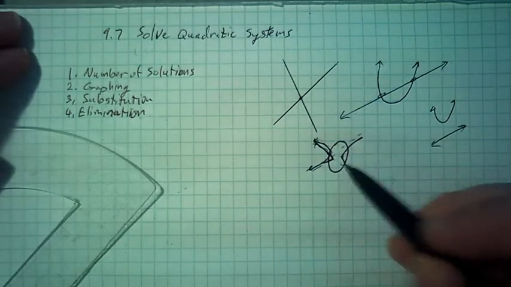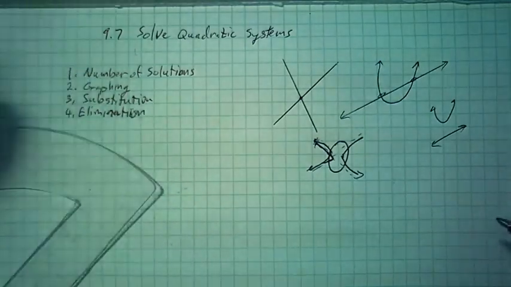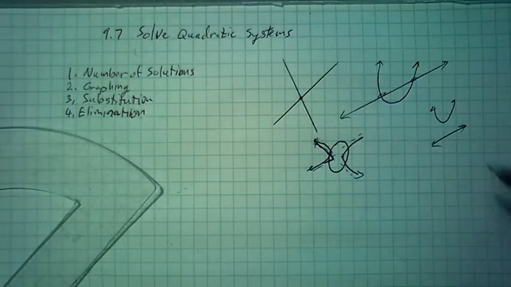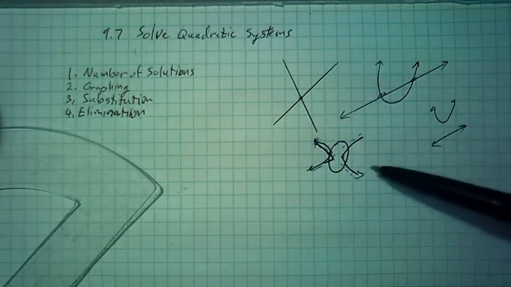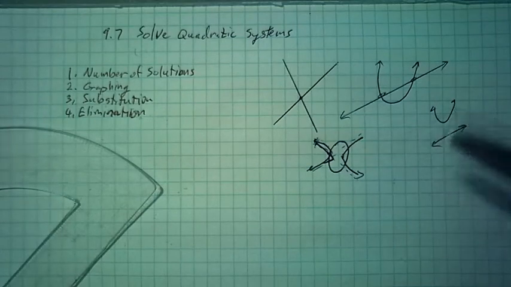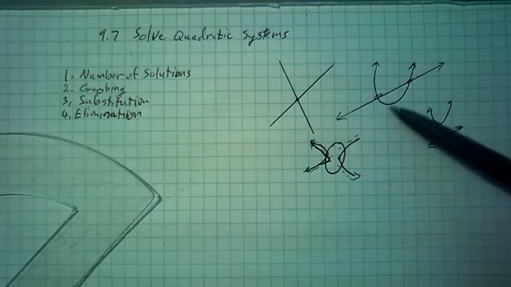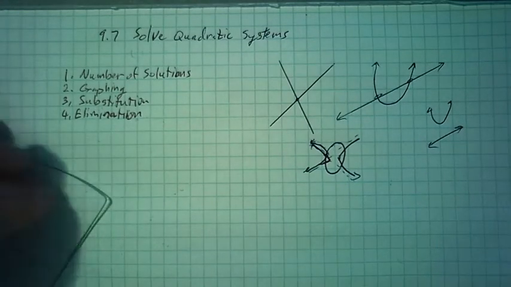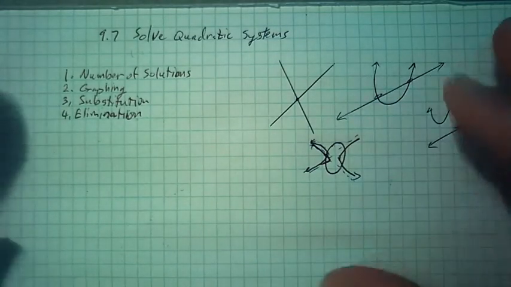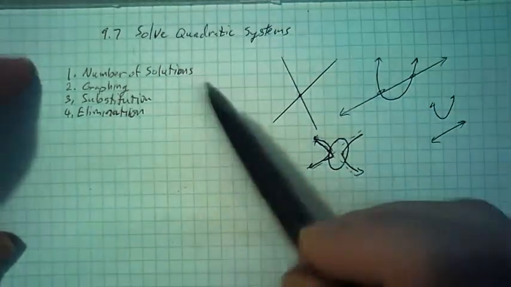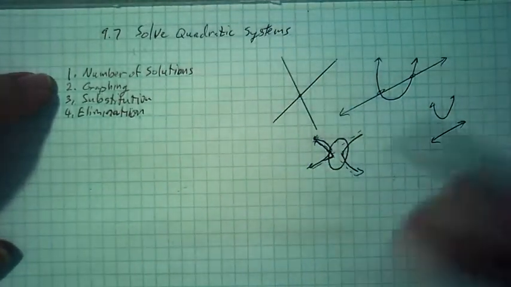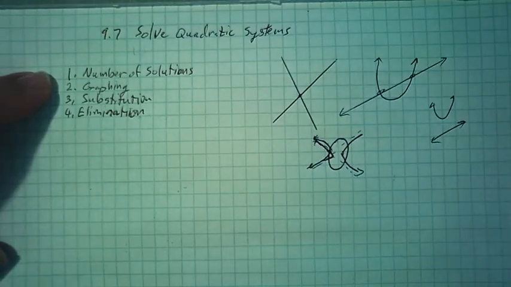4 points of intersection. You can have up to 4 if the two equations are quadratic. You could have any number between 0 and 4 if they're both quadratic. If one of them's linear and one's quadratic, 0, 1, or 2. The only way to know for sure is to kind of get in there and dig it out. So that was a number of solutions. Watch out, because unlike Chapter 3, these can have several solutions.